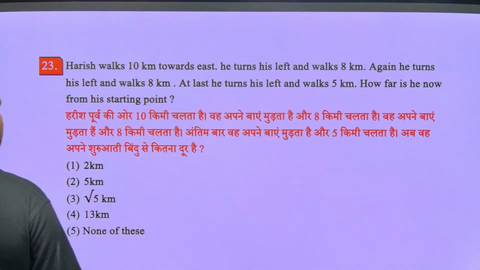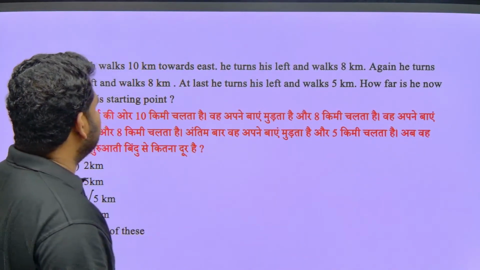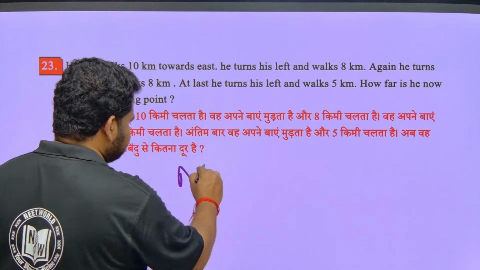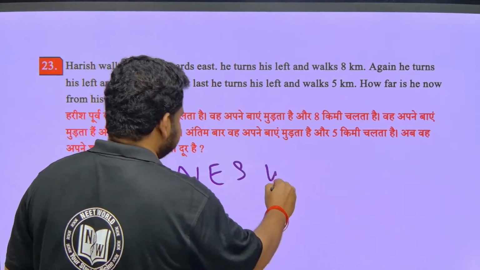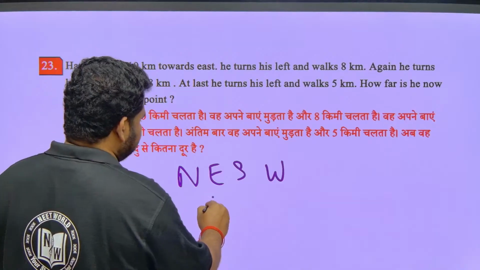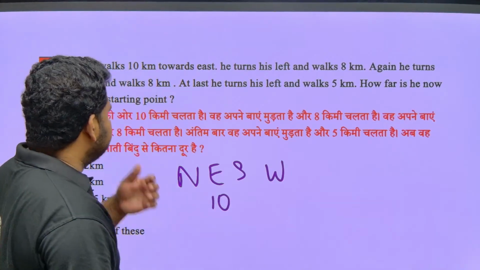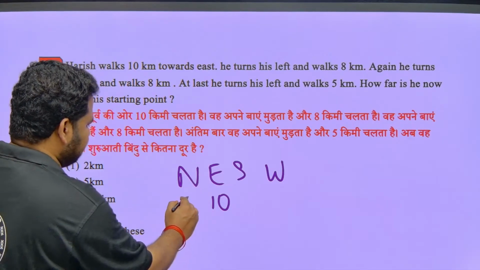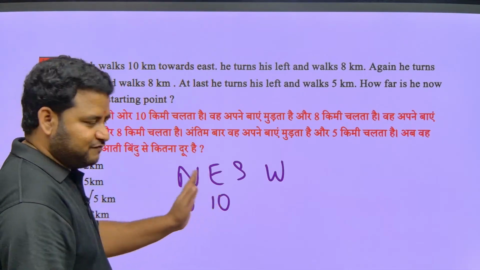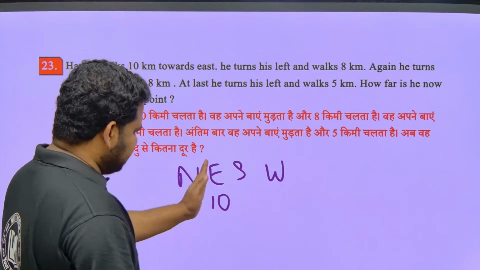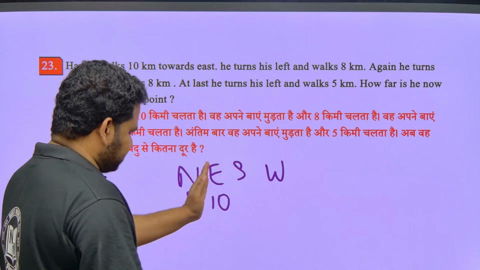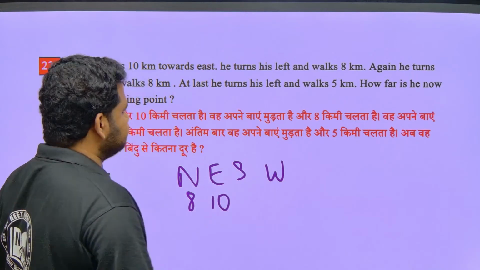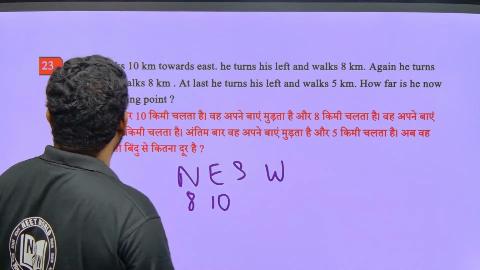Now, Arish walks 10 kilometers towards east. Let me write down northeast, southwest. He turns left and walks. Turning left means he will come to north. From east, left means north; from south, left means east; from west, left means south, like that. Again he turns to his left and walks 8 kilometers.